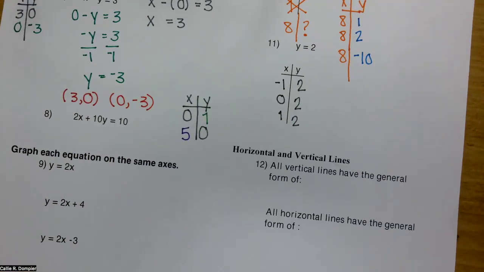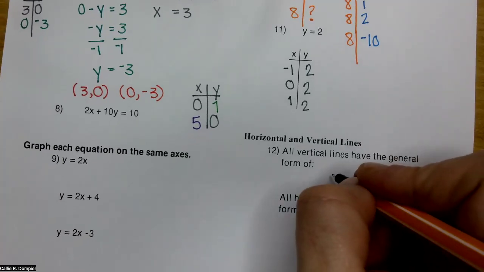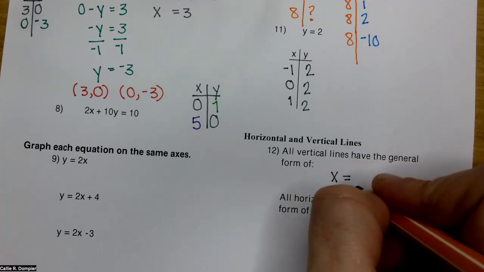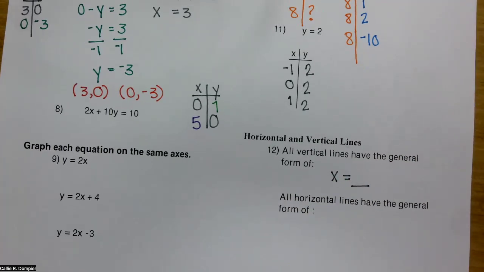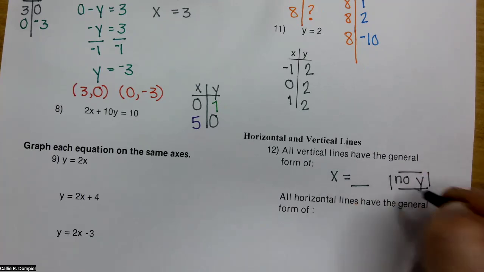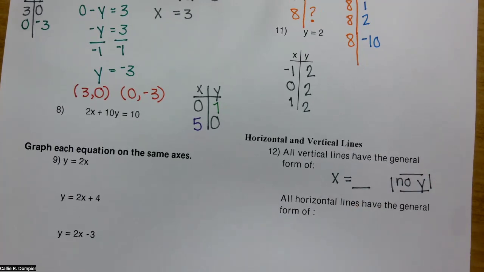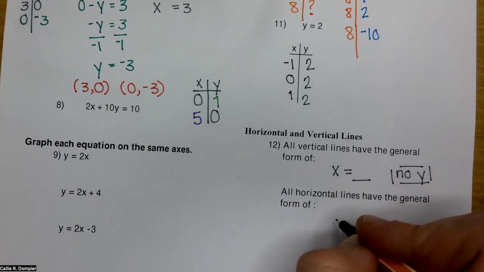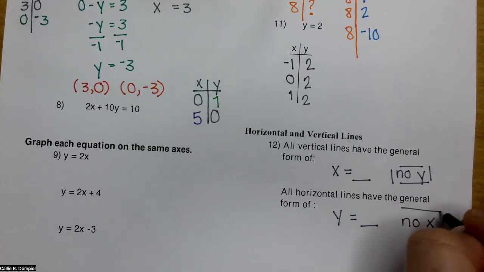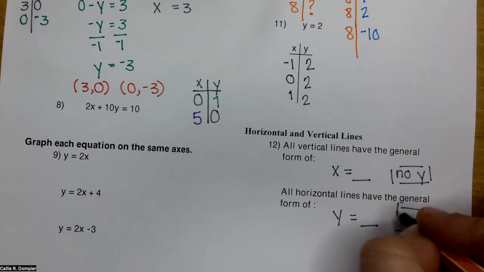That means that all vertical lines, vertical means up and down, have the general form of x equals a number and no y value. There's no y in the equation. All horizontal lines, that means they're going the long way, have the form of y equals and then the number. And then there's no x value in that equation.